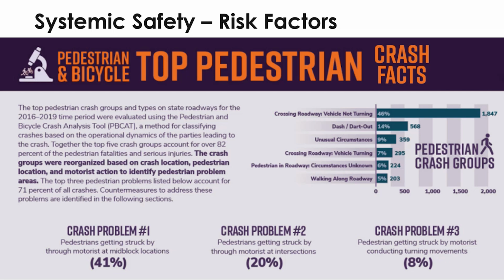So looking at the big crash problems, pedestrians getting struck by motorists at mid-block, 41%. Pedestrians getting struck by through motorists at intersections is 20%, and then pedestrians getting struck by motorists conducting turning movements is 8%. So really, it's coming down to: are the drivers seeing this? Are pedestrians picking good gaps? But ultimately, as long as the pedestrian is not darting out, and you see that dash dart, as long as they're doing their part, it's relying on the drivers. The drivers have the legal obligation to see them and make sure that they stop.